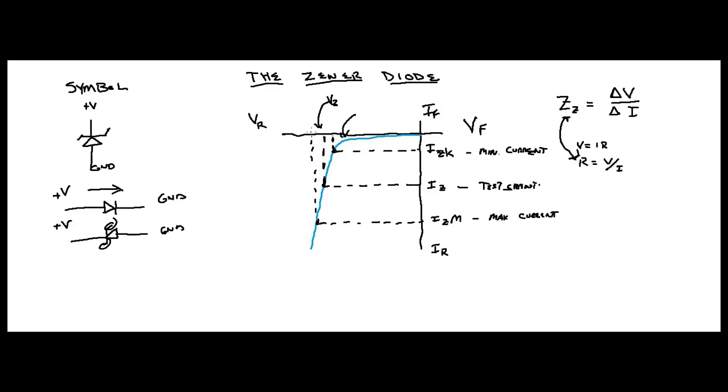So when you have a Zener diode, you're going to have these characteristics, and you can solve some very useful problems in its operation. And that is what we are going to do next.